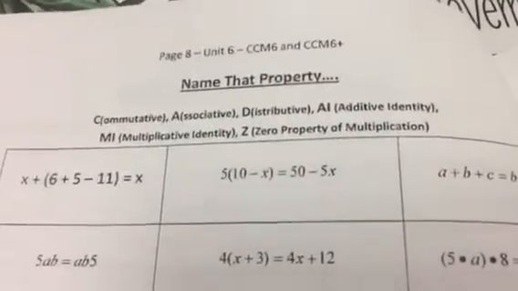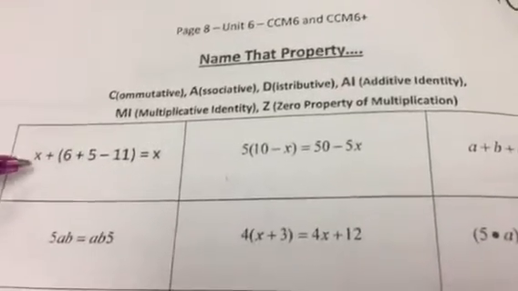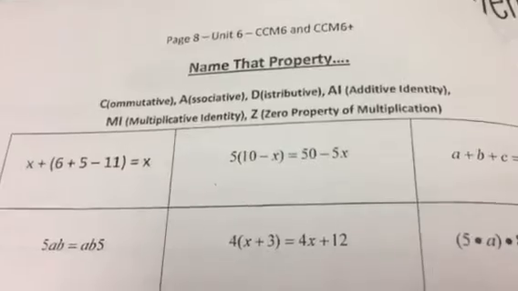So periods 1 and 2, your homework is to complete page 8 and complete page 14, which is just multiple choice. So back on page 8, it says name that property. What you're going to do is find the property for each example that matches what the example shows.